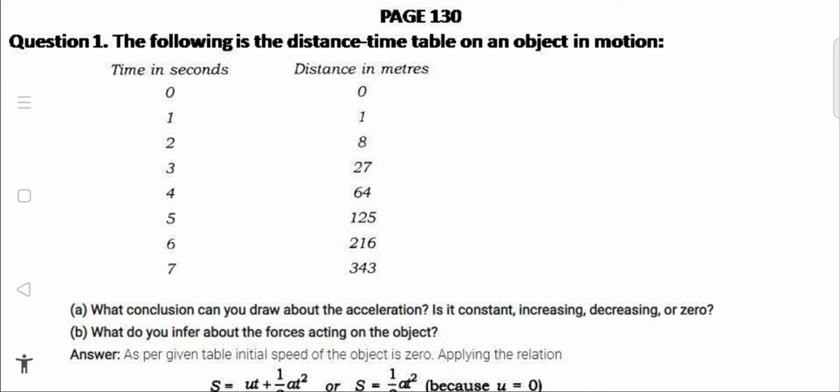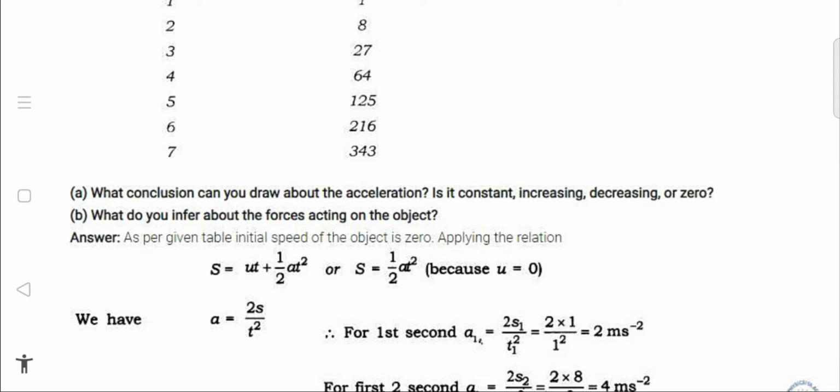Question 1. The following is the distance time table of an object in motion. Time in second and distance in meters. 0 second 0 meter, 1 second 1 meter, 2 second 8 meter, 3 second 27 meter, 4 second 64 meter, 5 second 125 meter, 6 second 216 meter, 7 second 343 meter. A. What conclusion can you draw about the acceleration? Is it constant, increasing, decreasing or zero? And B. What do you infer about the forces acting on the object?